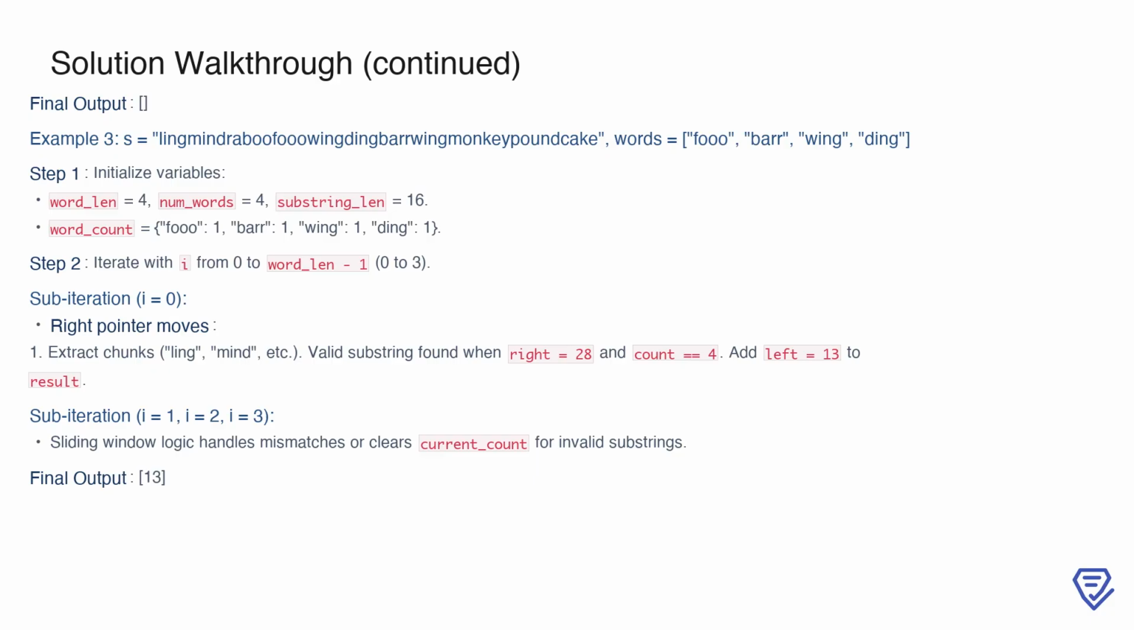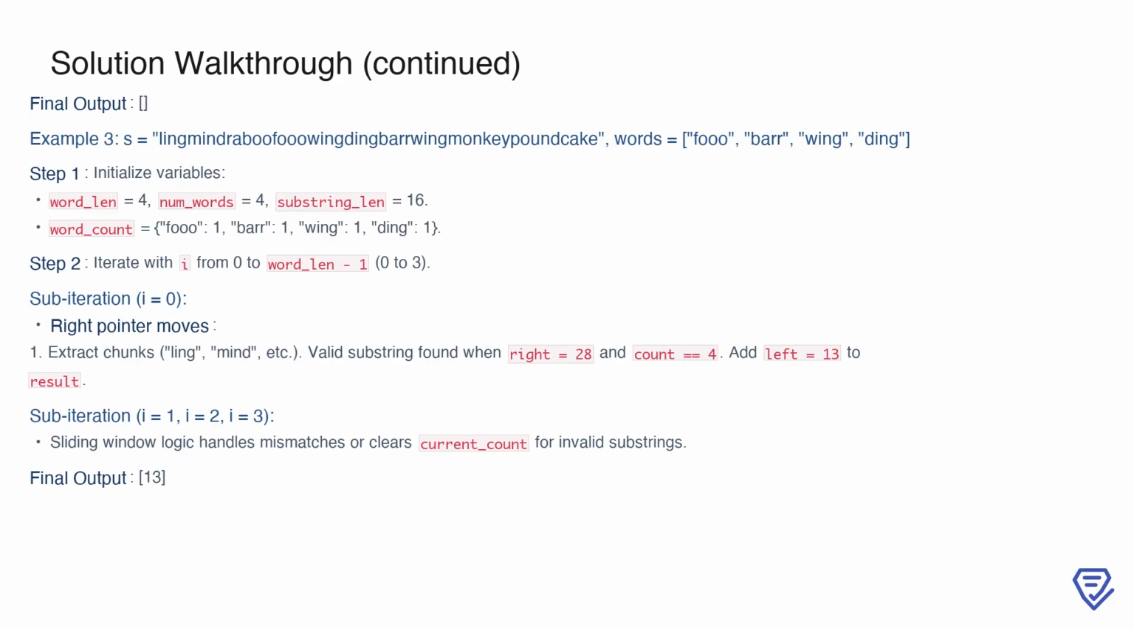Using the same sliding window approach, we iterate over the string. For i equals 0, as the right pointer moves, we extract substrings like ling, mind, and so on, until we find a valid substring starting at index 13, where the words foo, bar, wing, and ding match exactly with the required frequencies. At this point, we add 13 to our result.